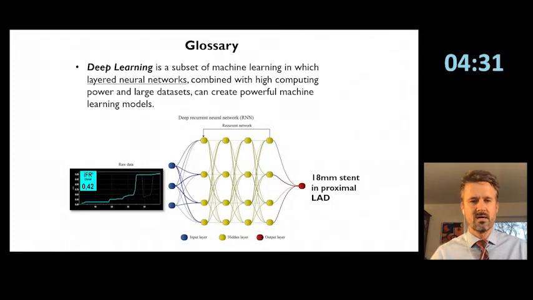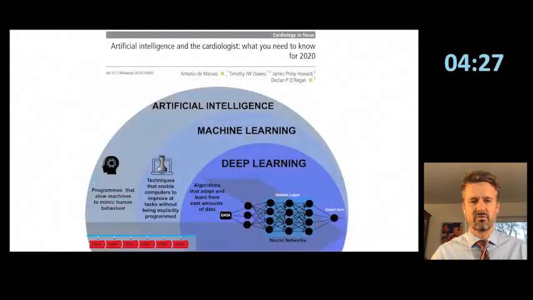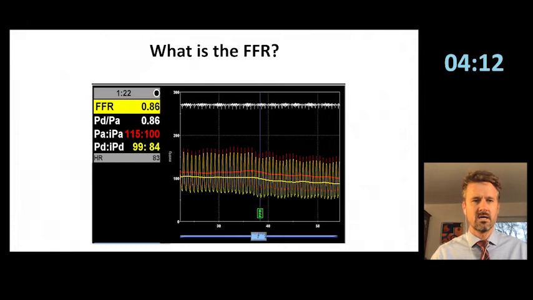The important bit here is that this neural network has to be trained by experts to provide us with a gold standard. So deep learning is a complex and deep branch of machine learning, which is part of a wider umbrella of what we call artificial intelligence. And this is really important for us to understand the difference between each technology.